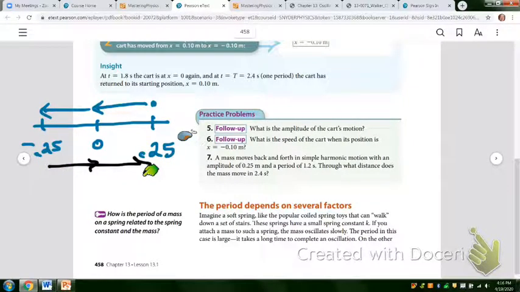So they want to know how far would it travel in 2.4 seconds. Well, if it takes 1.2 seconds to do this, then it's going to do that twice in 2.4 seconds, because 2.4 is double 1.2. So down and back twice. Down and back, it moves a meter. Do that twice, and it's going to move 2 meters. So the answer to number 7 would be 2 meters.